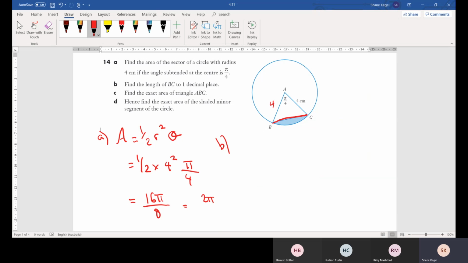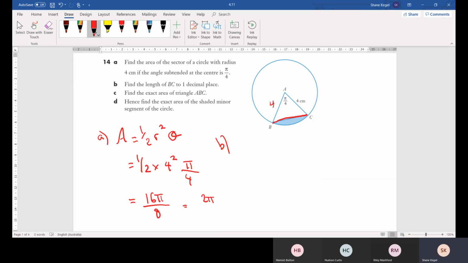So again, going back to the last exercise, I can do this in 2 ways. I can either split it in half and work out the length of a right angled triangle and double it, or I can use the sine rule. It doesn't really matter, it just depends on which one you're most comfortable with. So let's use the sine rule. I probably would prefer to use the sine rule.